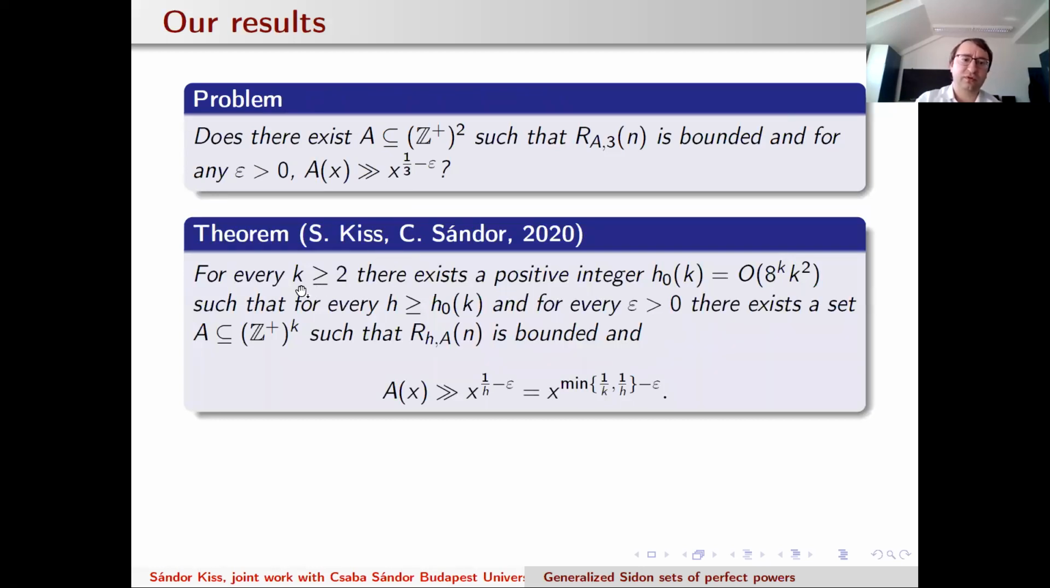So what we can prove is that for every positive integer k at least 2, there is a positive integer h0 such that if h is at least h0, then for every positive epsilon, there is a set formed by positive k-th powers such that this is a weak BhG set. So the representation function is bounded, and this is as dense as possible. So the counting function is at least a constant times x to the power of 1/h minus epsilon. So we can see here h is large enough compared to the exponent k.